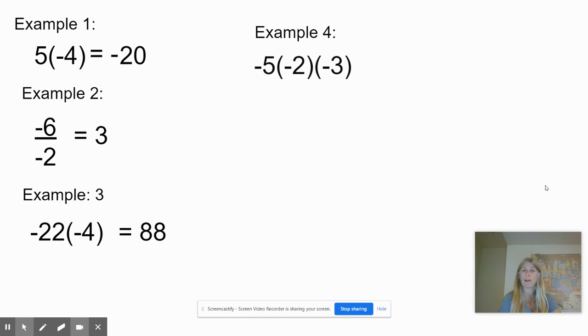For example 4, I have 3 numbers. So I have 5 times 2 is 10. 10 times 3 is 30. I then count my number of negatives and I see that there's 3. That is an odd number. That means 2 of them pair up. We have 1 left over, and that makes our answer negative 30.